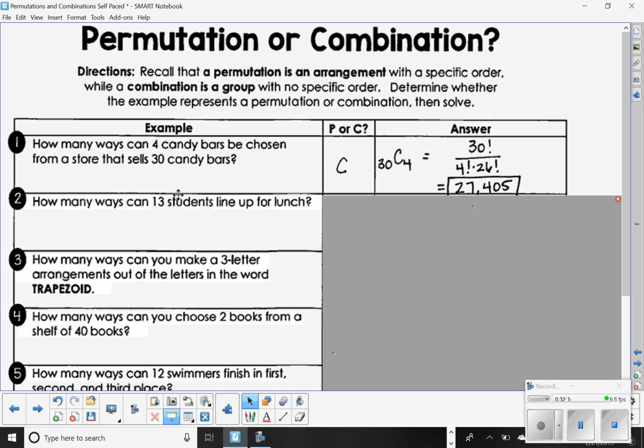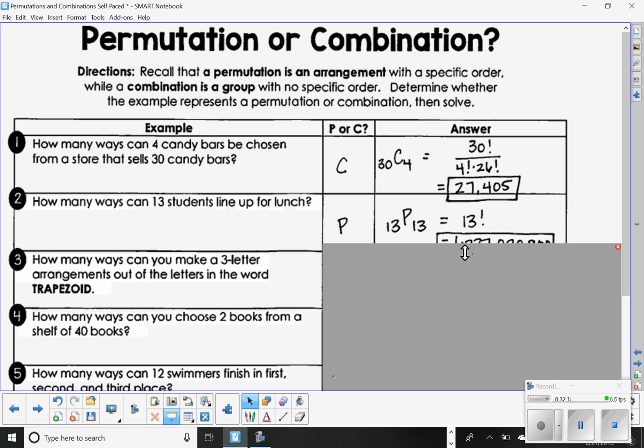I didn't say that they were different. How many ways can 13 students line up for lunch? That's just going to be a factorial. It's a permutation, but it's the same 13 students.